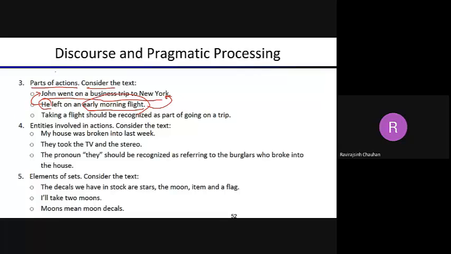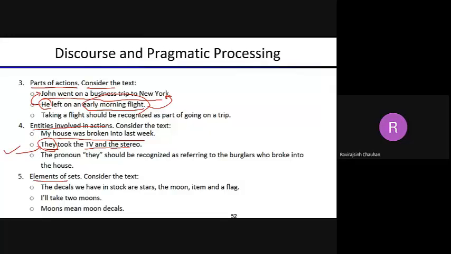Then not just part of the action, but entities involved in the action. So: My house was broken into last week. Last week my house was burgled. They took the TV and the stereo. What did they do? They stole the TV and the stereo away. And what is the meaning of "they"? What will the relation of "they" be here? Who is "they" referring to? It refers to the thieves who broke into my house. Right? That must be understood.